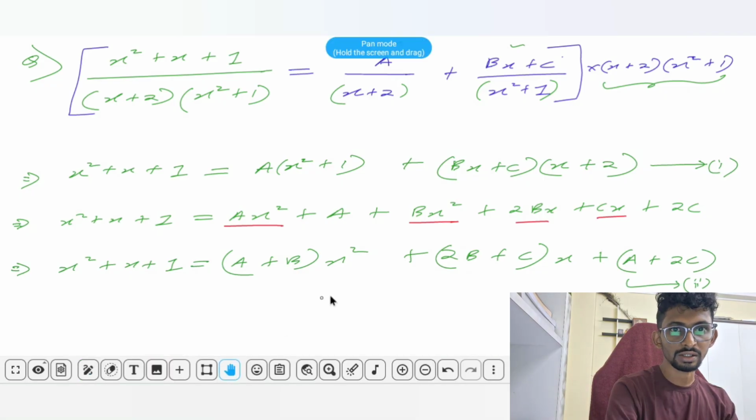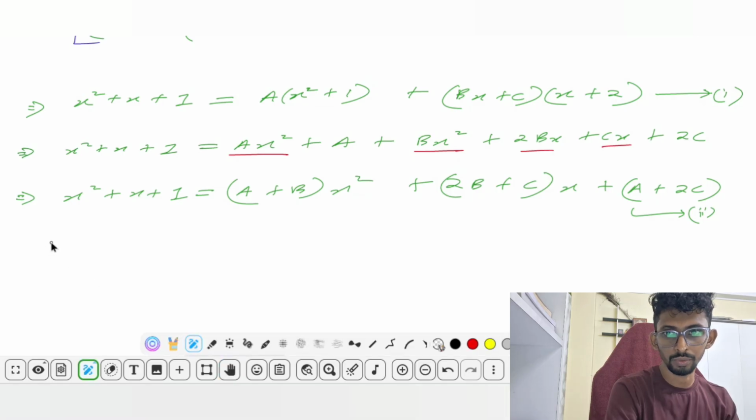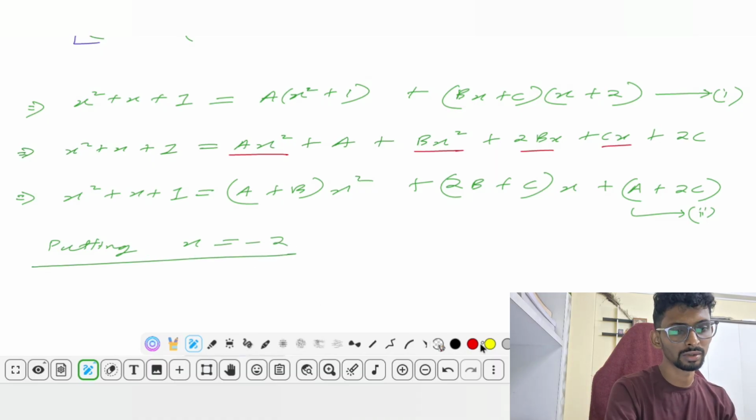Now let us first find the value of a. So what we'll do, we'll put x as minus 2. Now see, if we put x as minus 2, this term will become 0 because minus 2 plus 2 is 0. So 0 times bx plus c will be 0.